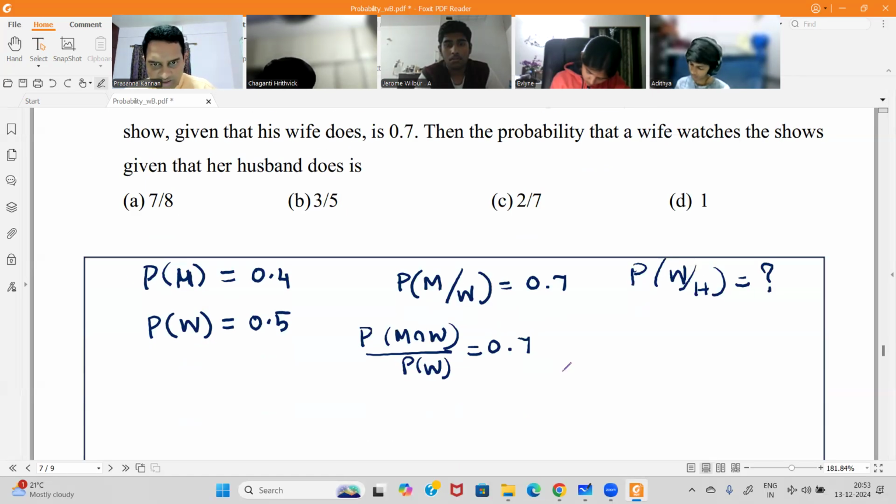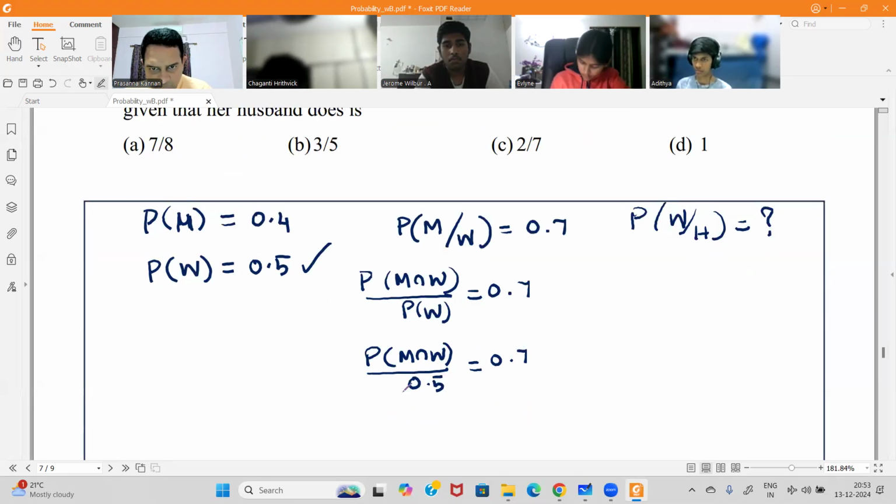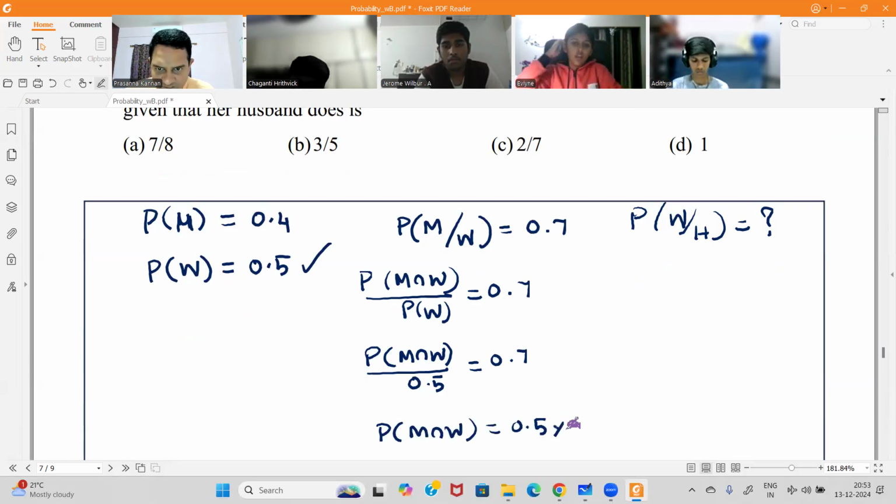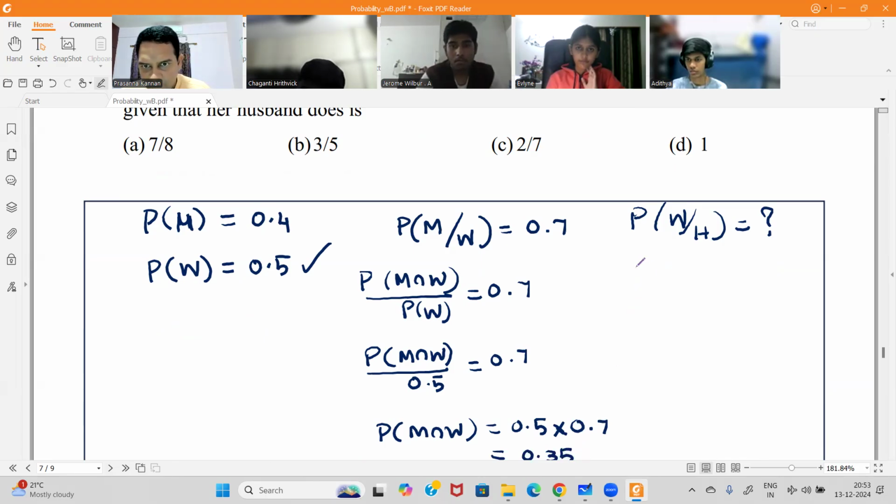Now from this, I can find P of M intersection W, right? What is P of W? Already given, 0.5. So what is P of M intersection W from this? 0.35. Very good. 0.5 into 0.7, which is 0.35. Perfect.